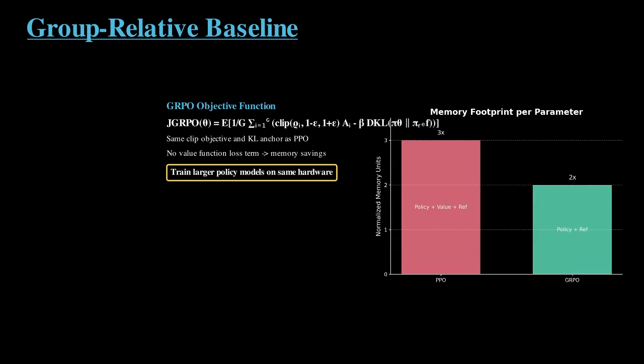GRPO only needs 2, the policy and the reference. As this chart shows, this can lead to a memory footprint reduction of around 33%. In the regime of training massive language models, where every gigabyte of RAM is precious, this is a substantial practical advantage. It allows practitioners to train larger, more capable policy models on the same hardware, trading a learned baseline for a cheaper, statistically grounded one.